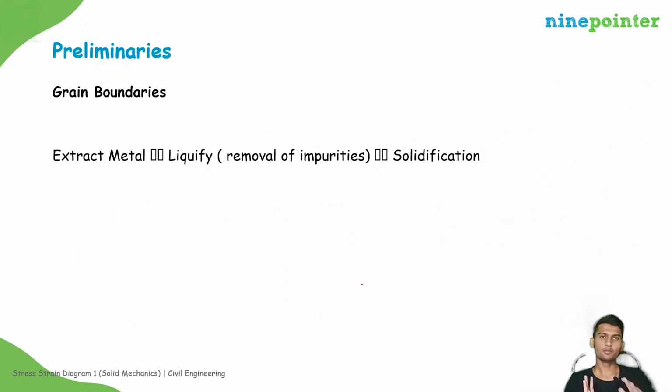Now, what are grain boundaries? This is one of the important concepts. So see, how do you prepare the material? Means how do you prepare steel? How do you prepare aluminium?